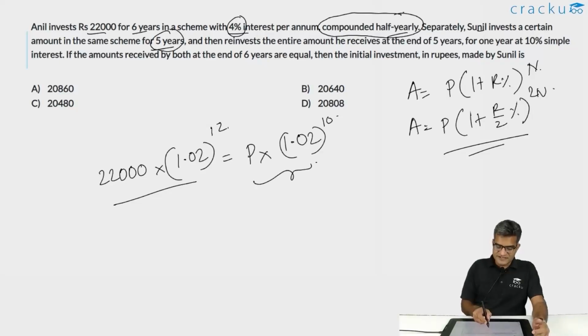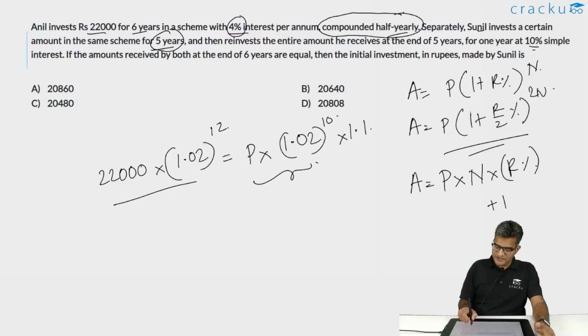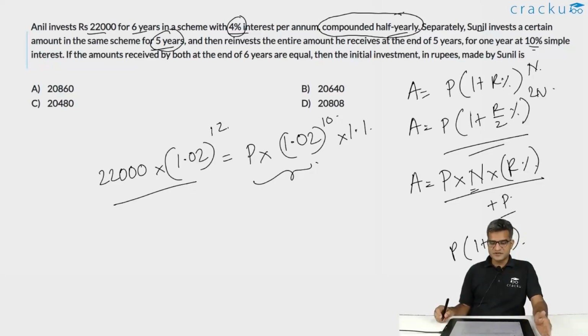But this amount, once he received it, he again invested in another simple interest scheme which has 10% simple interest. So the amount that he receives is into 1.1. Because we know in the case of simple interest, the amount is principal into time period into rate of interest. This is the interest, to that you add the principal. Which in this particular case, because the time period is 1, is p into 1 plus r%. R% is 10%, so you just multiply this amount that is received by 1.1.